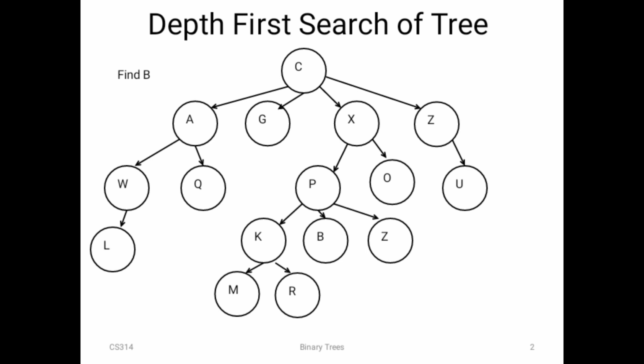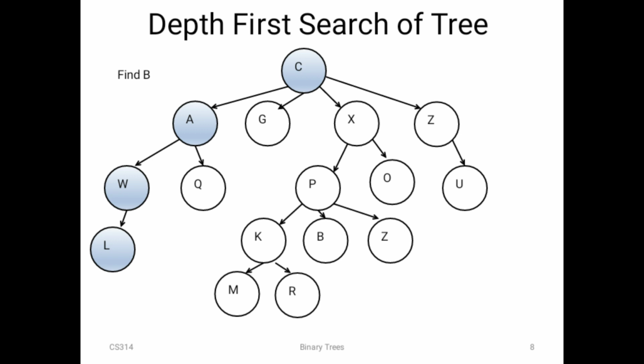So, I will begin with vertex C as the starting vertex. From C, I will choose vertex A. From A, I will go to vertex W. From W, I will choose the vertex L. From L, there are no more adjacent vertices, so move back to W. From W also there are no more unvisited vertices, so move back to vertex A.